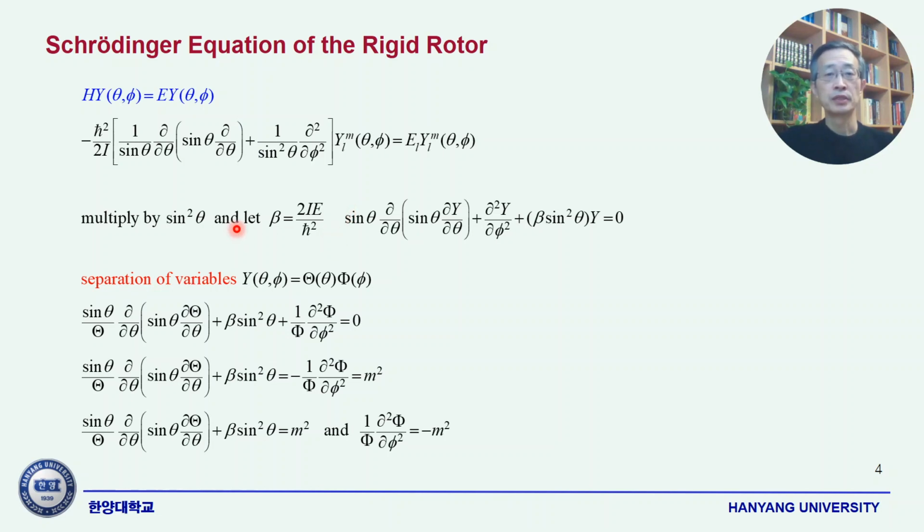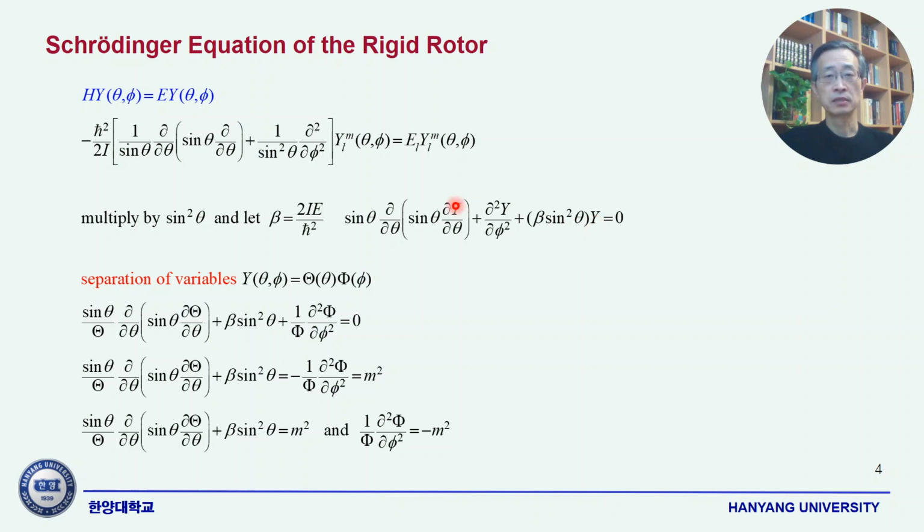So if we do that, we get sine theta round theta, sine theta round Y round theta, plus round squared Y round phi squared, and then we have this beta, the energy term, on the same side, multiplied by sine squared theta: beta sine squared theta Y equals 0. This is the equation we are going to solve, and we separate the variables: Y of theta phi equals a theta-only function times a phi-only function. So we plug that in.